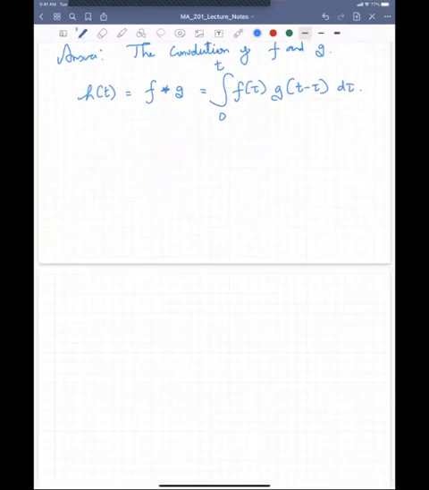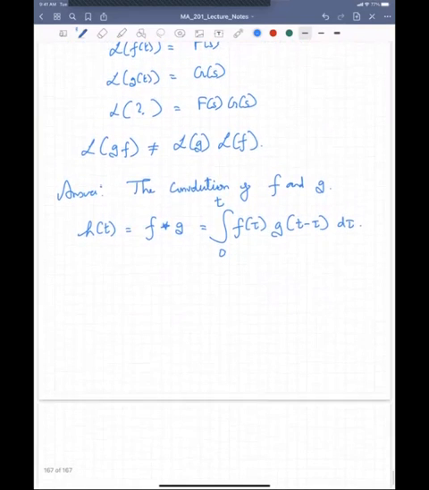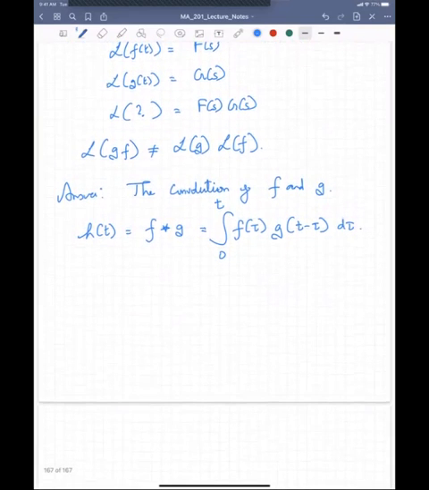So I will not prove this. The proof is found in a textbook, and it's relatively straightforward, so you can always go look at it. But let us try and use this to solve a problem, and then I will tell you some nice properties of this convolution.